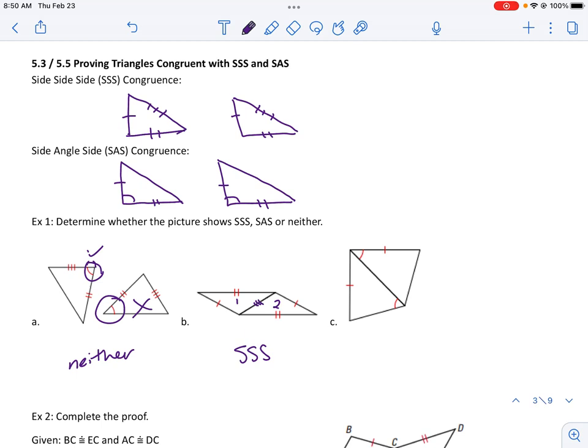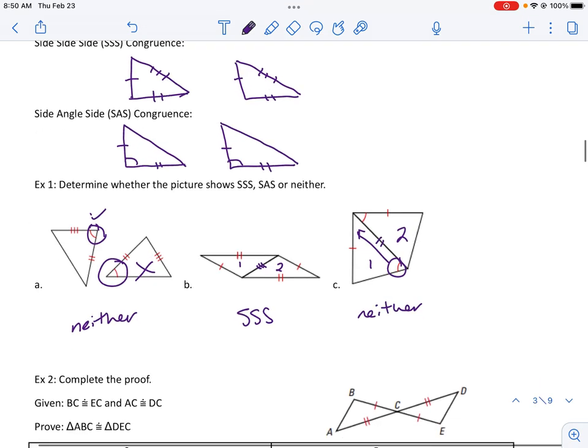Now looking at triangle C, once again, I have a common side that is shared. Looking at triangle 1, my angle is not between my two sides. So this happens to be a neither.